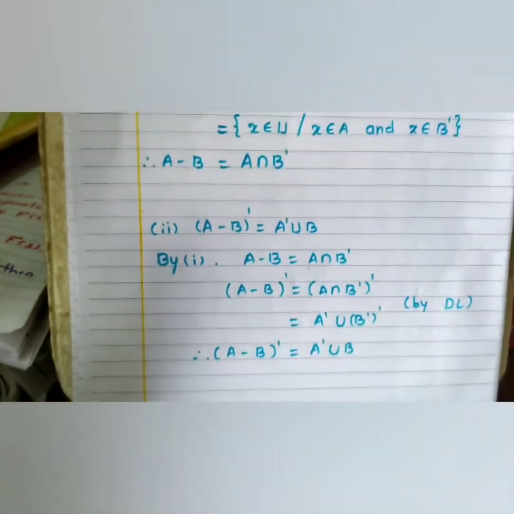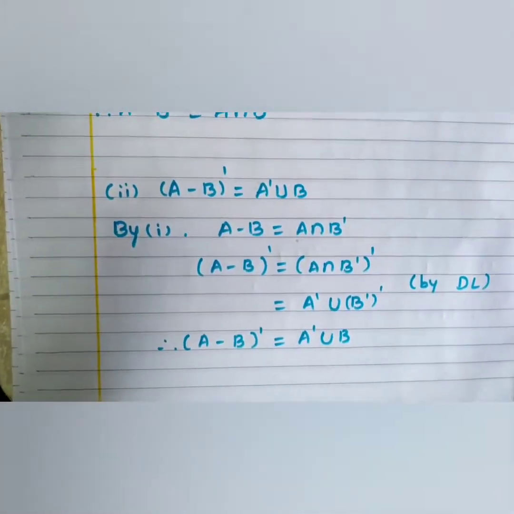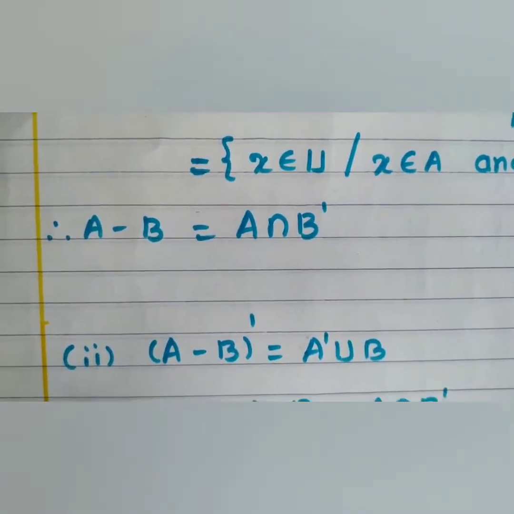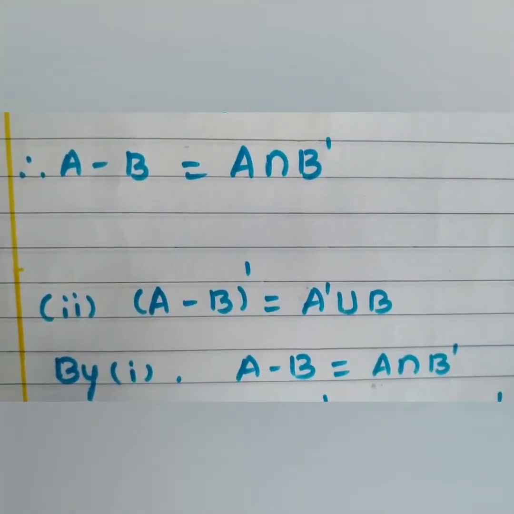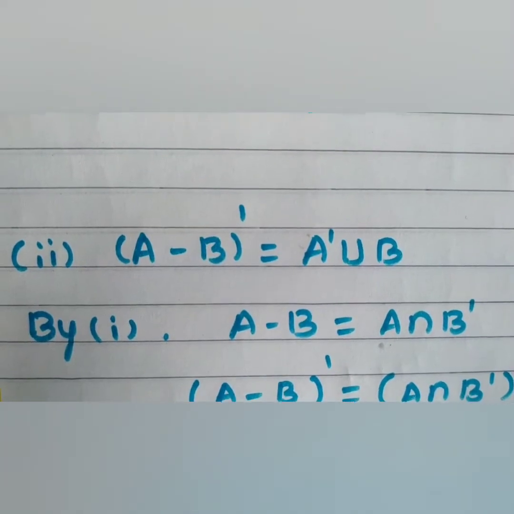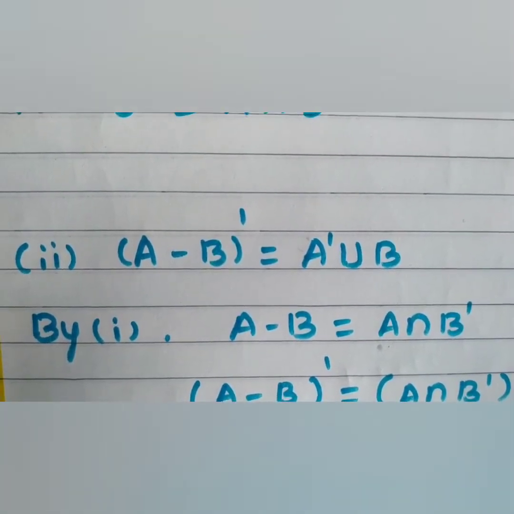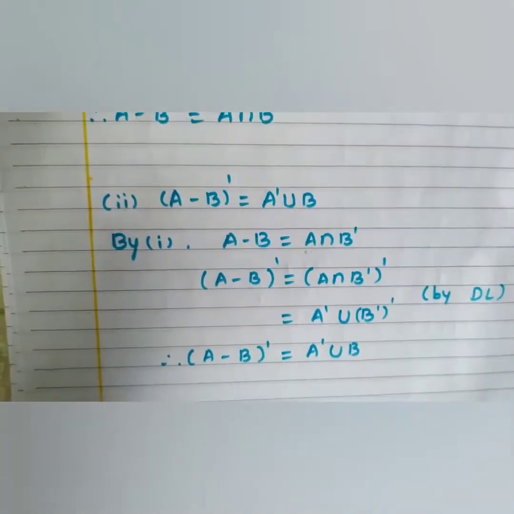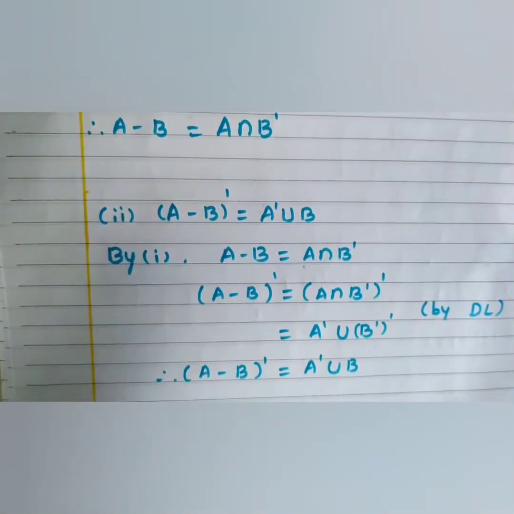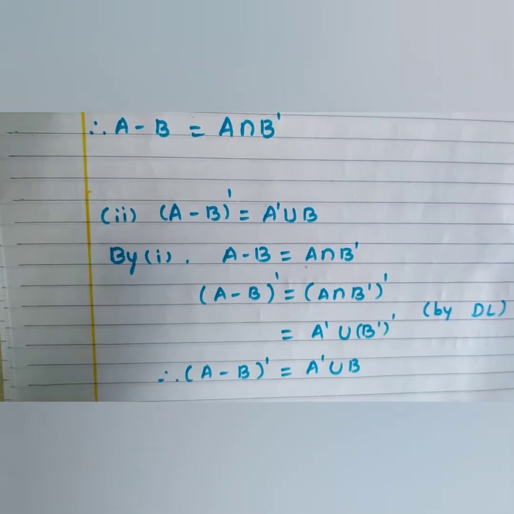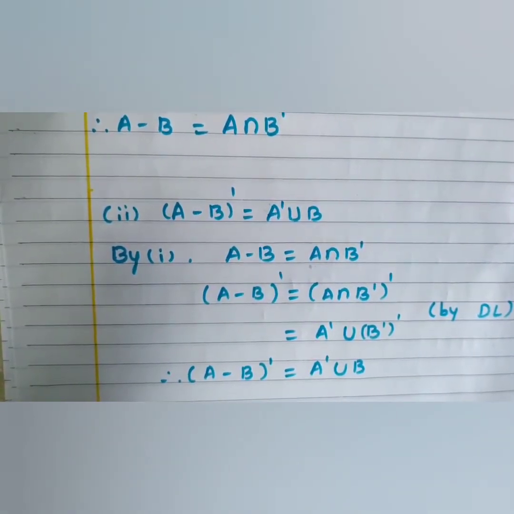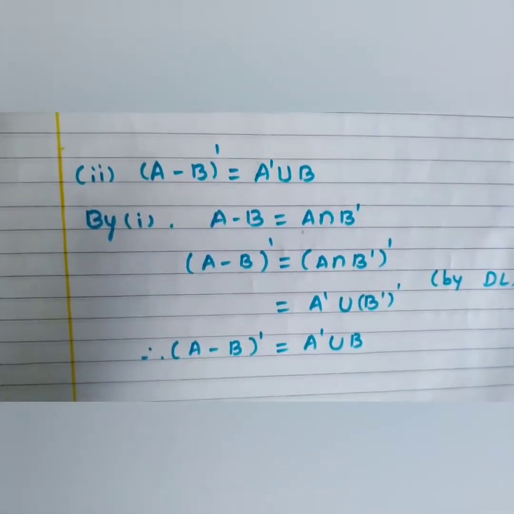In a similar way, let us go for the second result. In the second result, I want to prove the complement of A minus B is complement of A union B. That is, A minus B dash equals A dash union B. The first result we already did: A minus B is A intersection B dash. So I want to prove the second result, and I will consider the first result as 1.